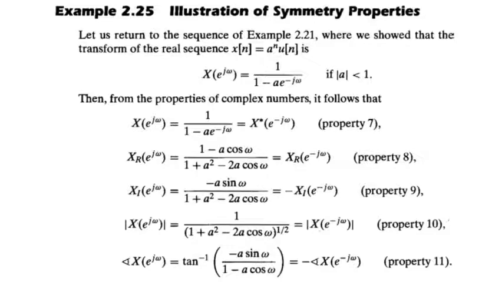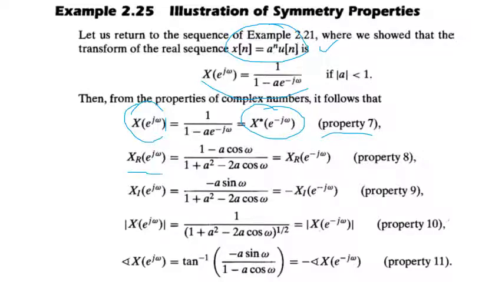For example, we have a question here. We know the Fourier transform of this signal is this. We computed this in the previous slide. Now, we know that this is a real signal. So for a real signal, X of e raised to the power j omega is equal to X conjugate of e raised to the power minus j omega, according to property 7.